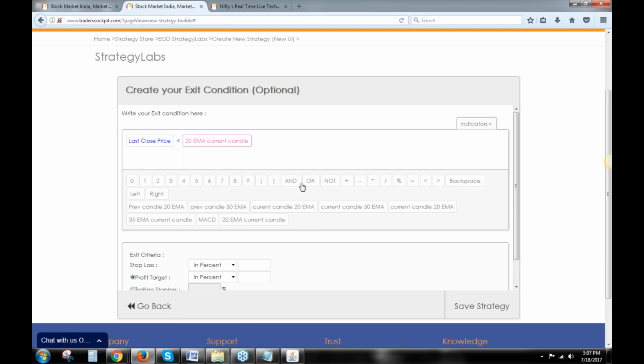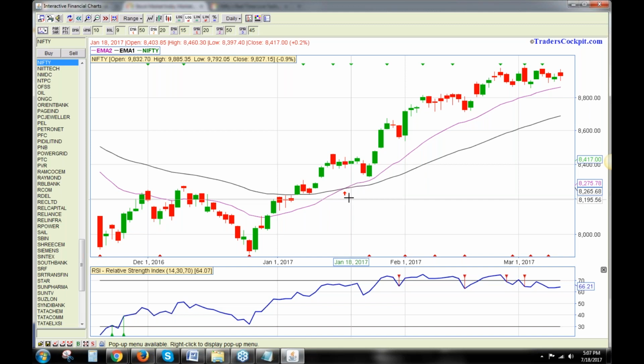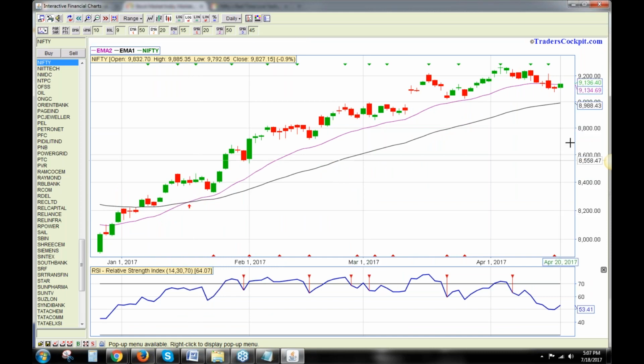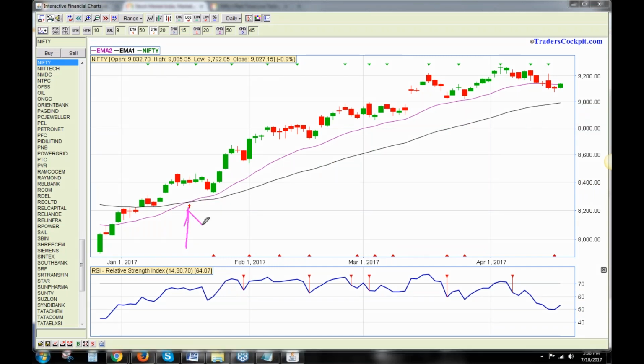So once this is done, what will happen? For entry, the strategy will be checking for those instances where the moving average crossover happened, as it happened here. And then the exit will be taken as and when the price closes below the EMA 20 value, as it happened on the top here.